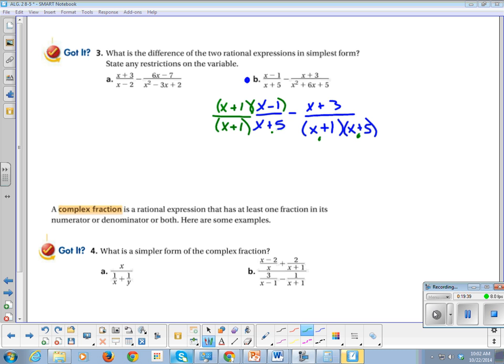So when we do that, we get x plus 1 times x plus 5. This guy becomes x squared minus x plus x minus 1. The plus x and the minus x cancel each other out, and I get the difference of squares, which I think we talked about previously.